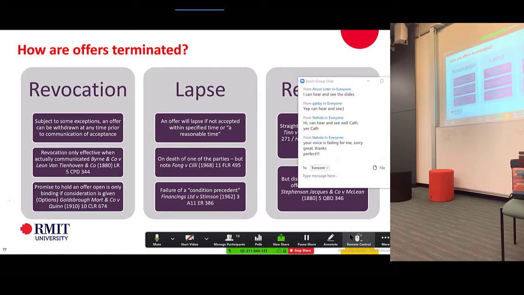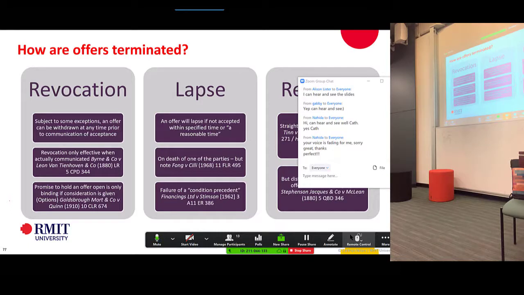What I've tried to do, and I'm not planning to spend a lot of time on this, is I've got really wordy slides that will act as kind of summaries for you that you can then work from. So revocation: other than in a very limited set of circumstances, if you are the offeror, you can withdraw your offer at any time. The kinds of circumstances where you might not be able to withdraw your offer tend to fall in two different categories.